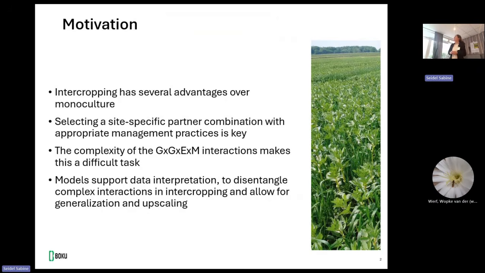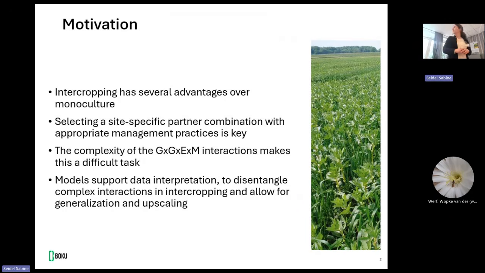What I want to address, the challenge, is the complexity of G times E times N interactions. I don't think I have to go into detail. We have heard that a lot. We know that a lot now. And models can support us in the interpretation of data and experimental results. They can try to disentangle factors. Was it the nitrogen stress? Was it the water stress? When did the stress occur? Who was affected when? And they can also be used for generalization and upscaling. And I want to give you some examples of that.